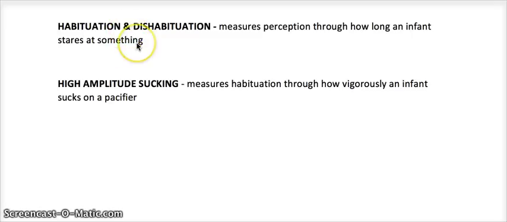So I'll start with habituation and dishabituation, although technically this plays a part in high amplitude sucking as well. Habituation is when you become used to something, and so you don't pay as much attention to it. An example of this would be if you're looking for your sunglasses and you realize they were on your head the whole time. That's habituation. The sensation of feeling the sunglasses on your head, you just got used to it because it was constantly there, and so your brain sort of tunes out to it eventually.